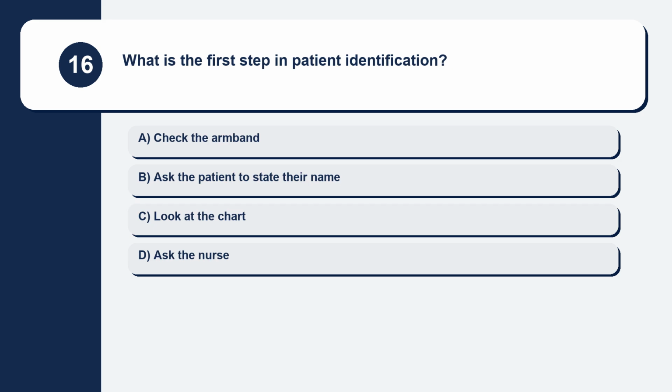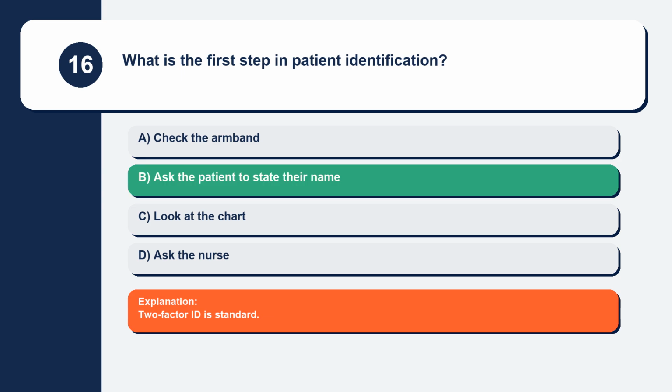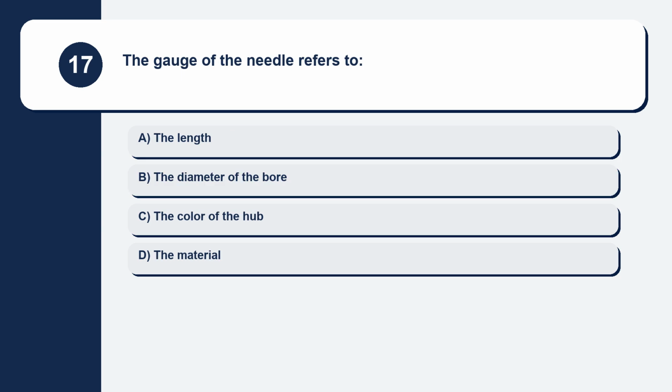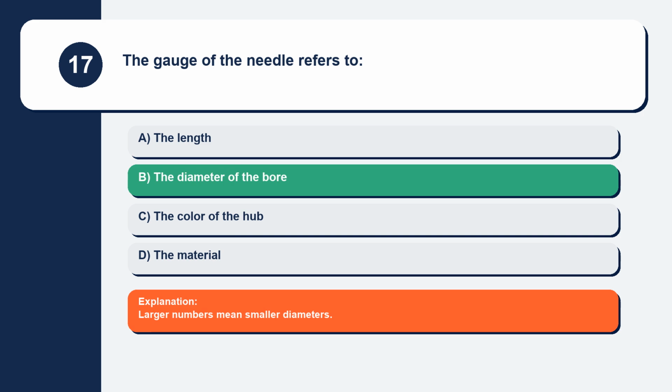Question 16. What is the first step in patient identification? Check the armband, ask the patient to state their name, look at the chart, or ask the nurse? Two-factor ID is standard. Question 17. The gauge of the needle refers to the length, the diameter of the bore, the color of the hub, or the material? Larger numbers mean smaller diameters.